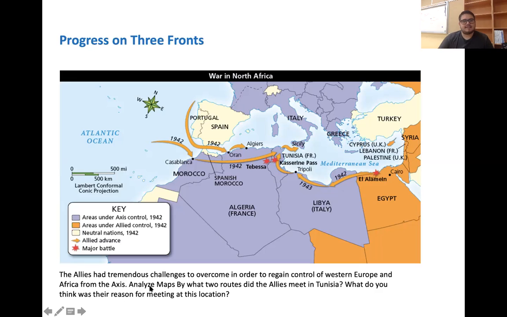Right here, the Allies had tremendous challenges to overcome in order to regain control of Western Europe and Africa from the Axis. Analyze maps.